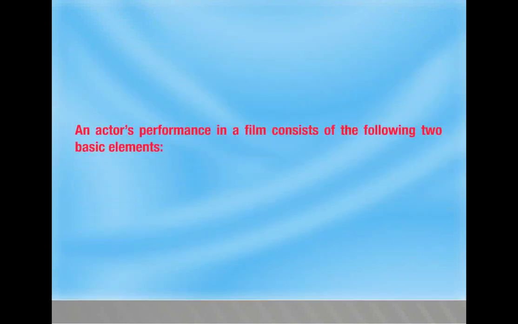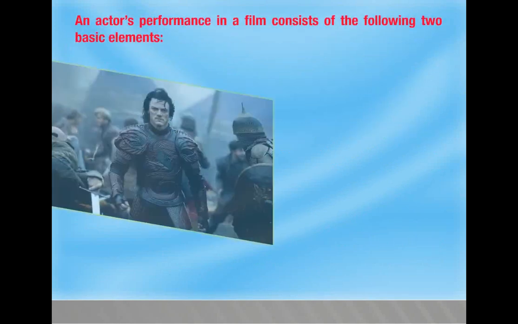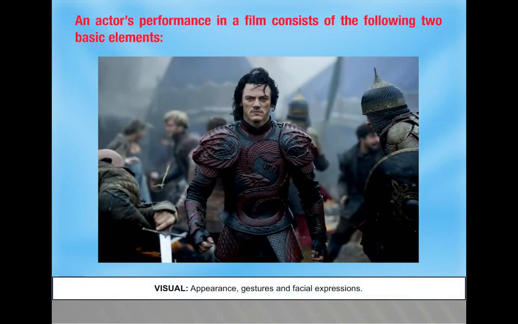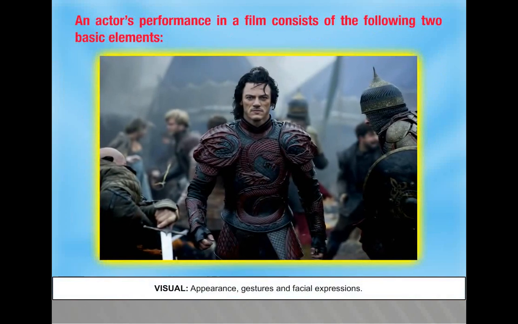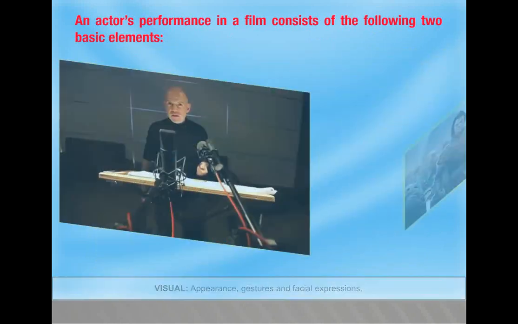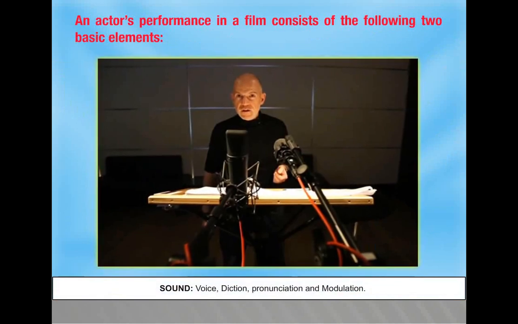An actor's performance in a film consists of the following two basic elements: visual, appearance, gestures, and facial expressions; and sound, voice, diction, pronunciation, and modulation.